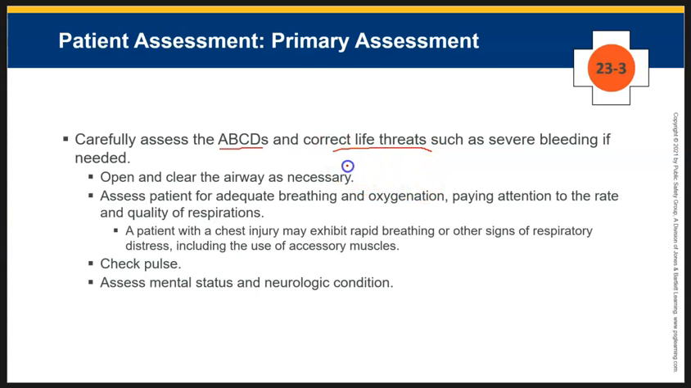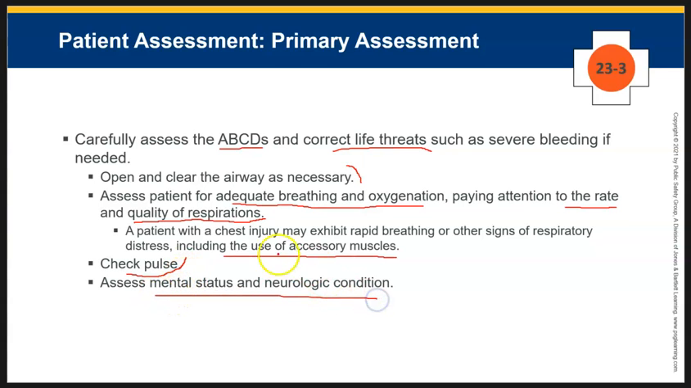That may require us to open the airway, assess the patient for adequate breathing and oxygenation, and really take a look at rate and quality of respirations. A high rate of respiration could indicate potential shock, and the quality of respirations, if they're shallow or the patient is guarding, we may understand that they're in some sort of respiratory distress. The pulse is always something that we want to check initially, even if we're just looking for presence and adequacy, and then consider mental state.